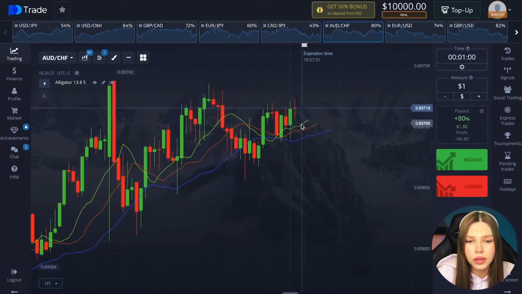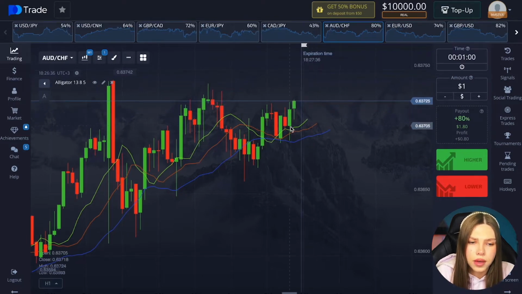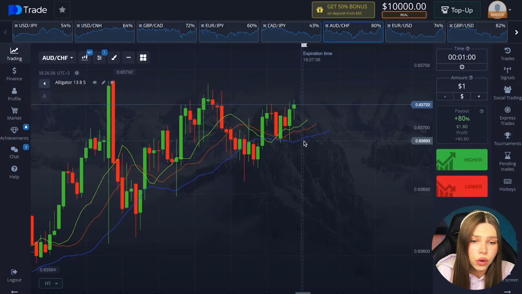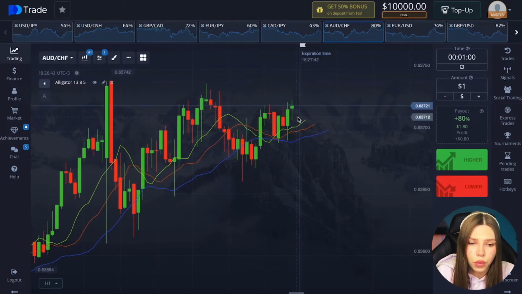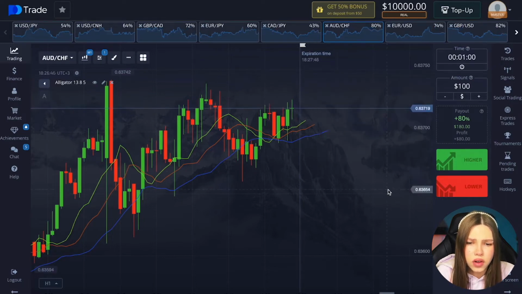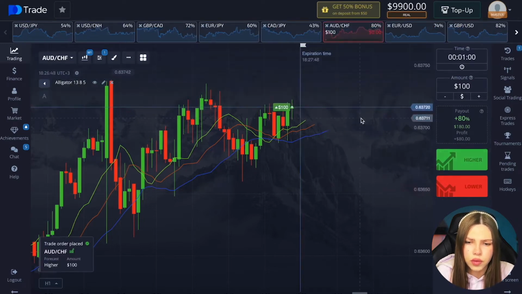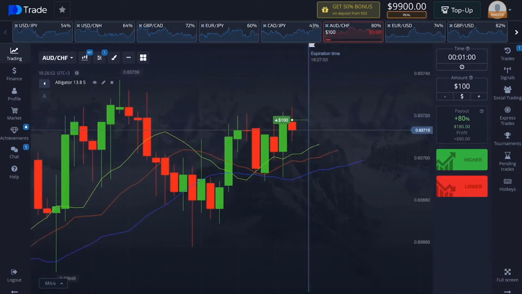The indicator is called an alligator because it has kind of a mouth. Here the indicator has opened the so-called mouth, so it shows the direction of further movement. Here you need to bet on a raise. The deal will be $100. Okay, let's put $100 on the increase. Let's watch how it works out.